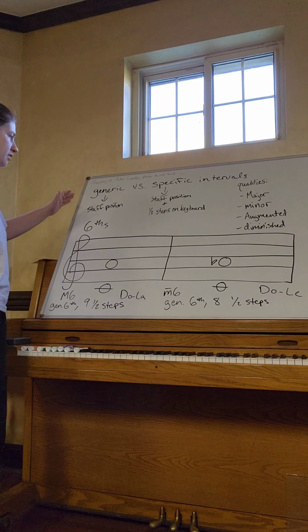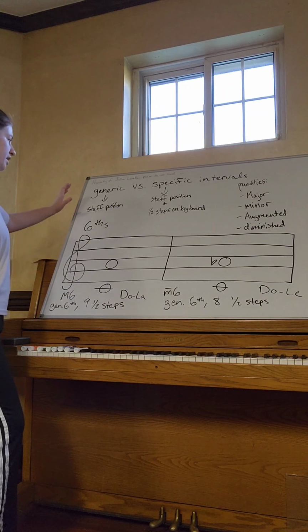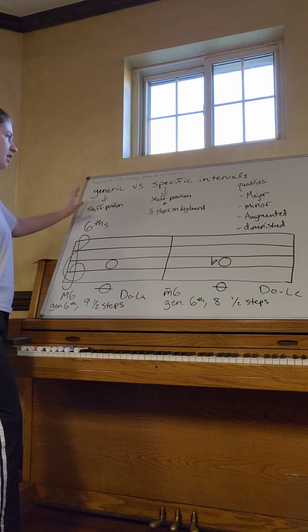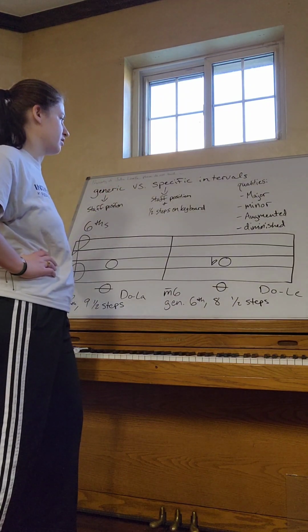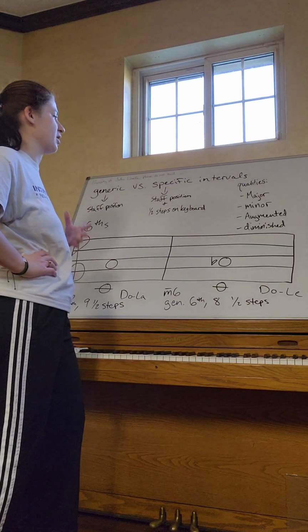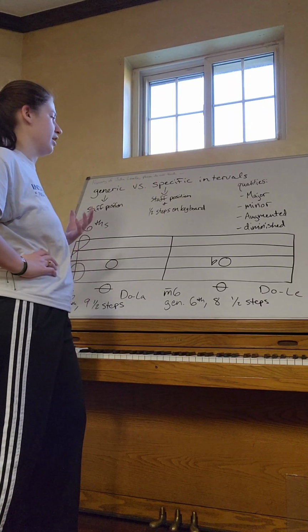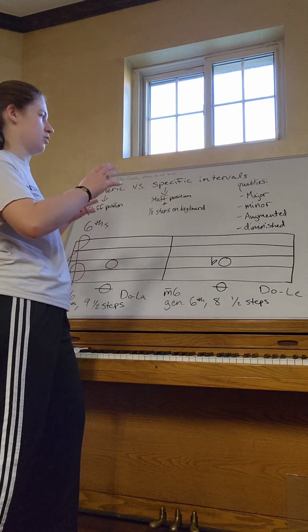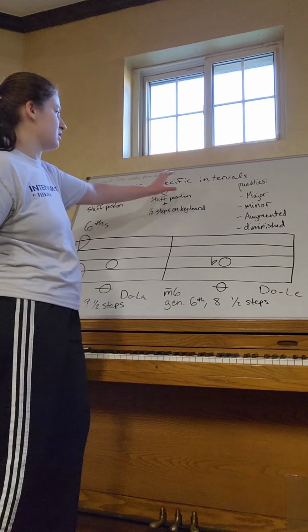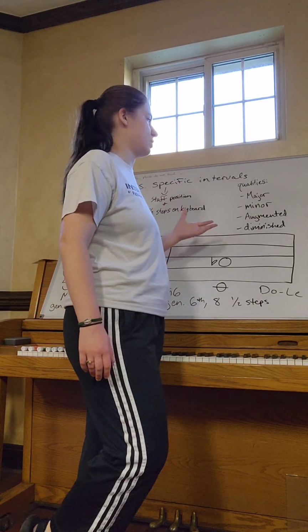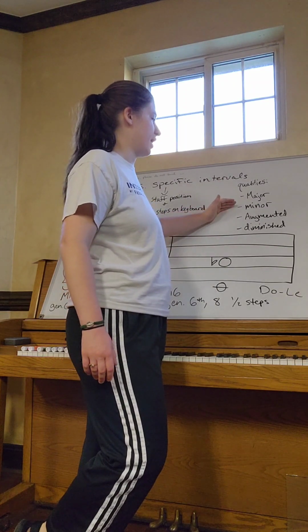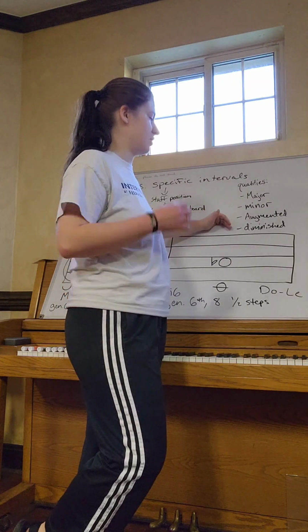So again, generic intervals are measured by staff position, and specific intervals are measured not only by staff position but also by the amount of half steps on the keyboard between the two pitches. With specific intervals, we have four qualities. We have major, minor, augmented, and diminished.